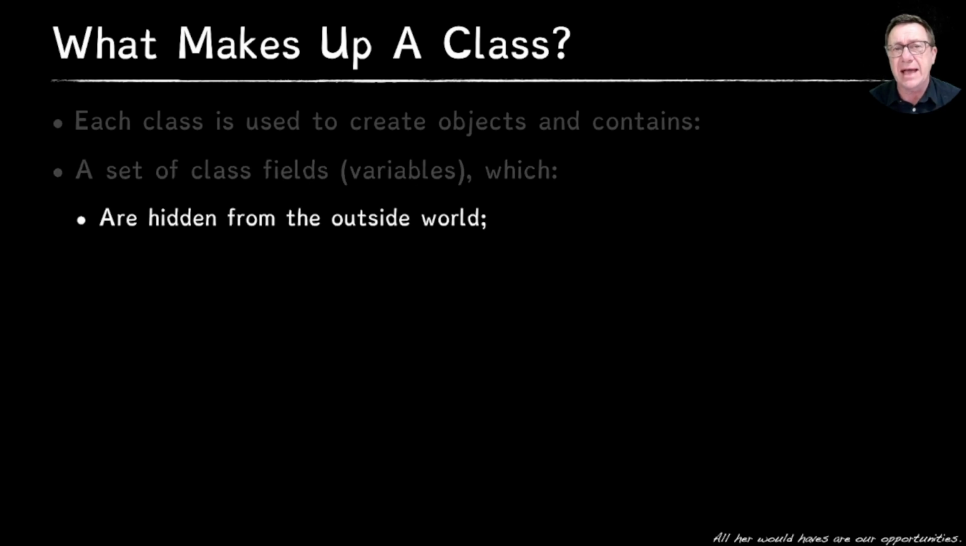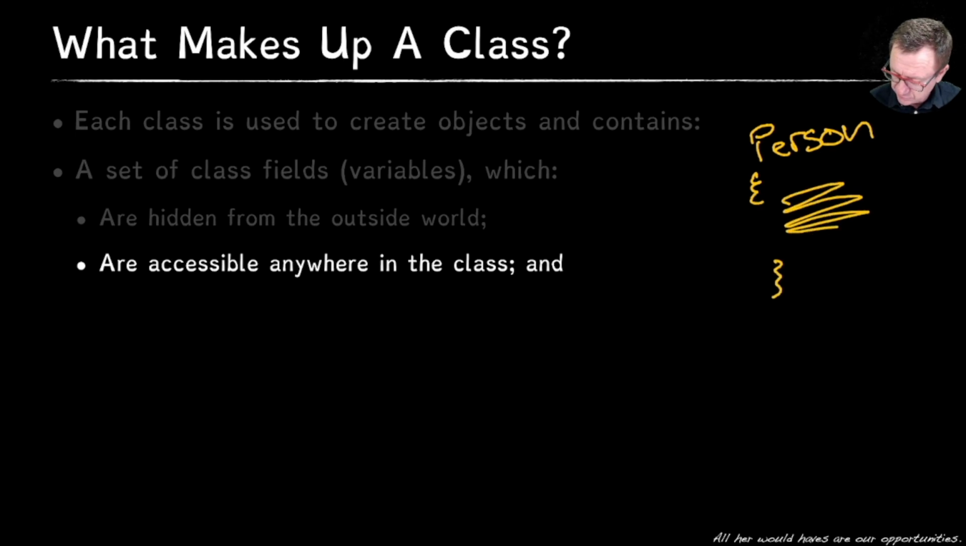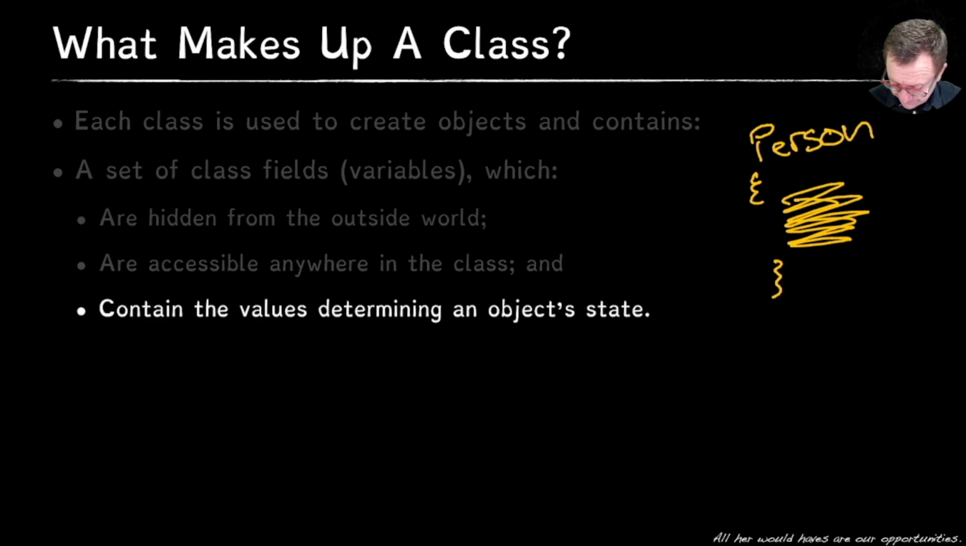Variables, our class fields. These are hidden from the outside world by defining them as private. They are accessible anywhere in the class, so within, I'll say, person. I'm now not writing true Java. Open brackets, close curly brackets. Our class fields, although private, will be accessible anywhere within the person class, and they're going to contain the values that determine the state of the object.